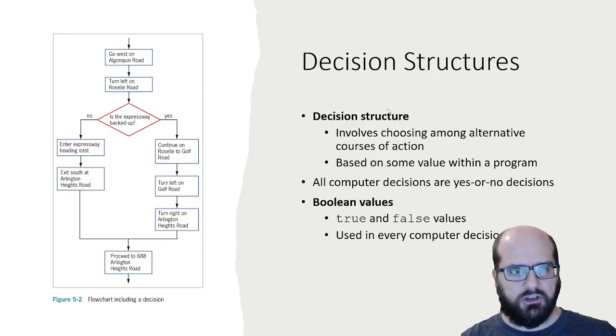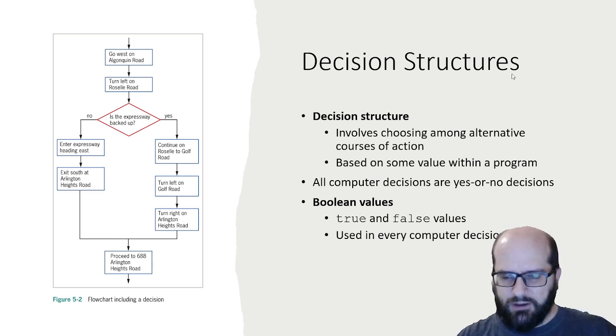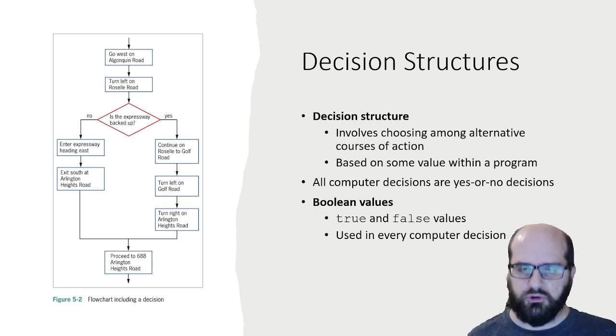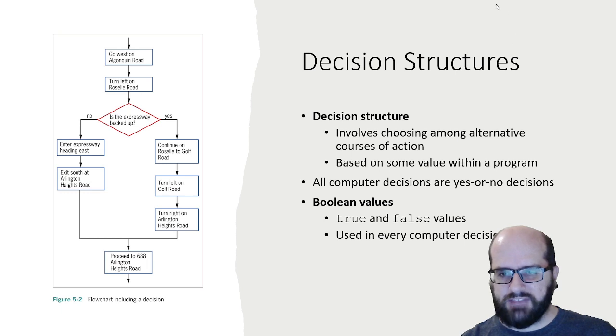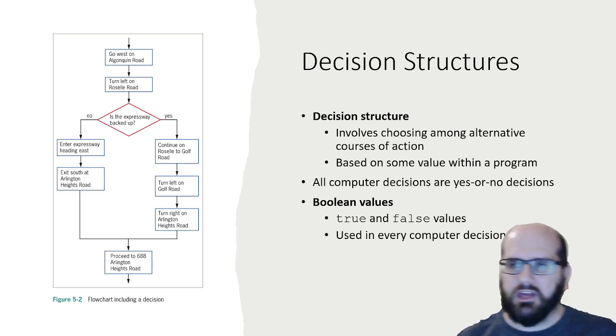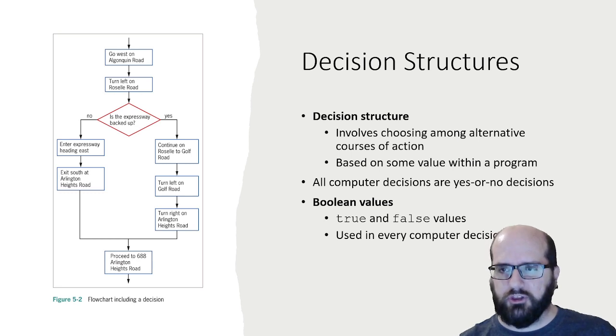Decision structures look different. A decision structure involves choosing among alternative courses of action, and it's based on some value within a program, particularly a Boolean value, because all computer decisions are yes or no decisions, and we reflect that in programming language by using a Boolean. A Boolean can have two possible values, true or false, and we use Booleans as conditions in every computer program in order to drive this control of flow.